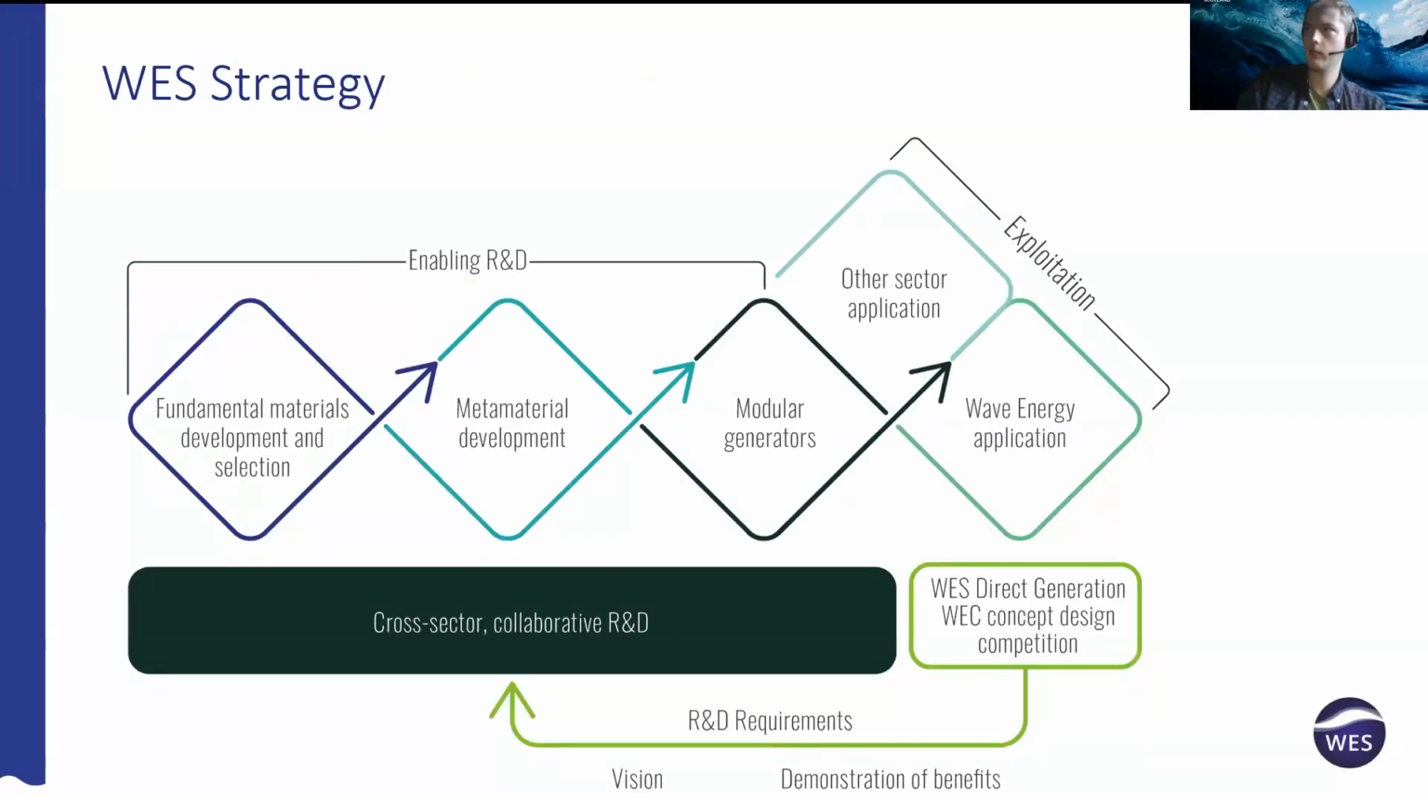Jonathan just gave us an overview of how we got to this point where we wanted to investigate direct generation. So I'm going to talk about how we are investigating it. You could say we kick-started this whole program with a design competition. That's the green box there. And we've used that design competition as a way of informing our own understanding, demonstrating the benefits of these technologies, and crucially identifying the R&D requirements which feed into this larger cross-sector enabling R&D program.